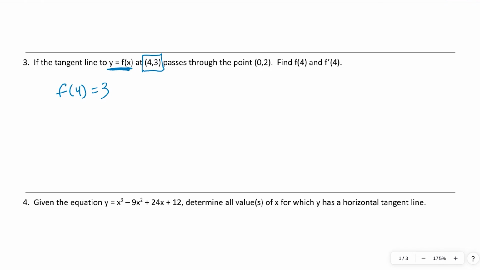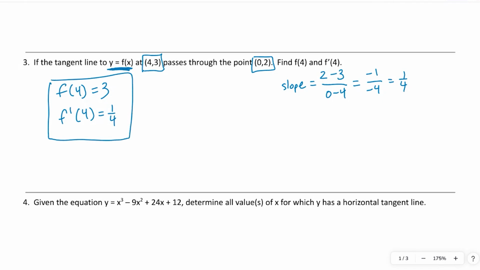Now we've got a line that's also passing through the point 0, 2. So what we need is the slope of that line. To find the slope between those 2 points, I'm going to have y2 minus y1, or 2 minus 3, over x2 minus x1, 0 minus 4, and I get negative 1 over negative 4, which is 1/4. So this is the slope of that tangent line. This is the slope when x is 4. So there you go. That's both the value of the function and the value of the slope at x equals 4.